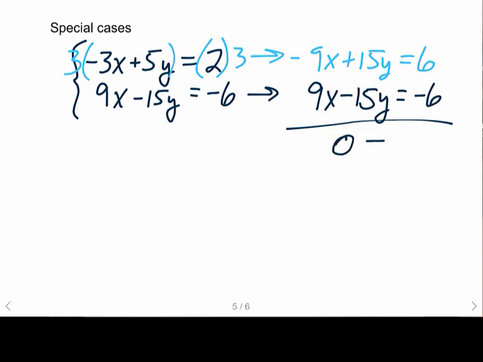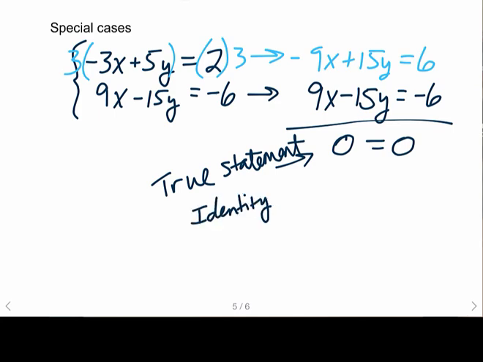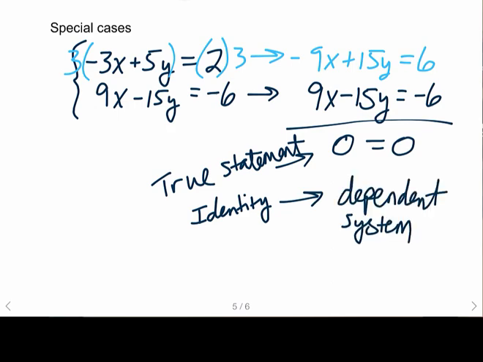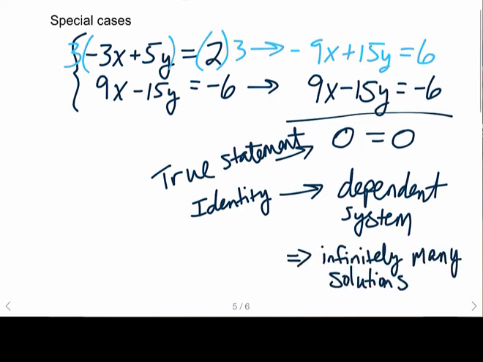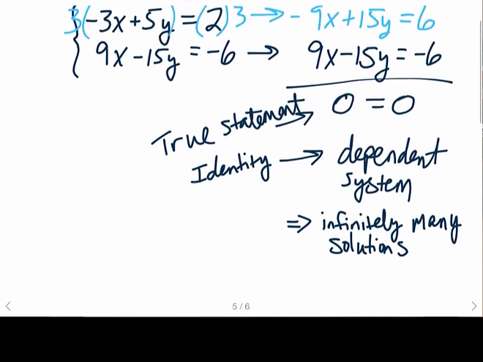Ultimately, though, this gives me that 0 is equal to 0. That's a true statement. A true statement is also known as an identity. And this is what is known as a dependent system, which you may know means infinitely many solutions. What this really means is that we have the same line twice. If you were to graph this, you'd be graphing one line on top of the other one.